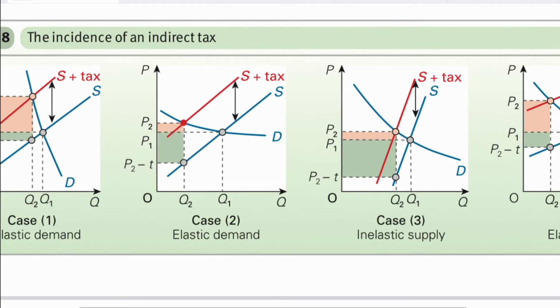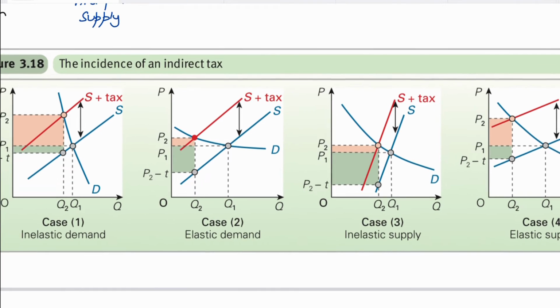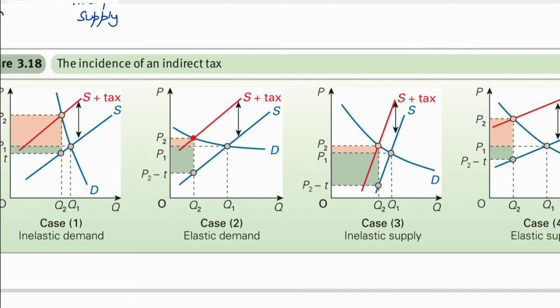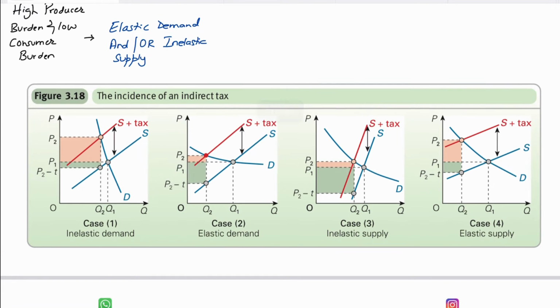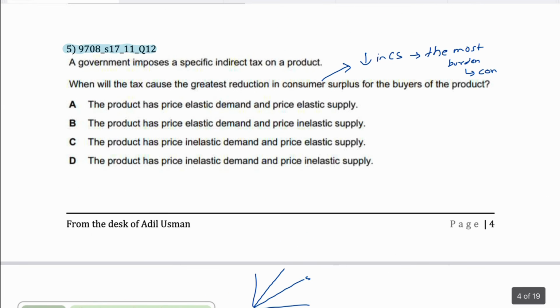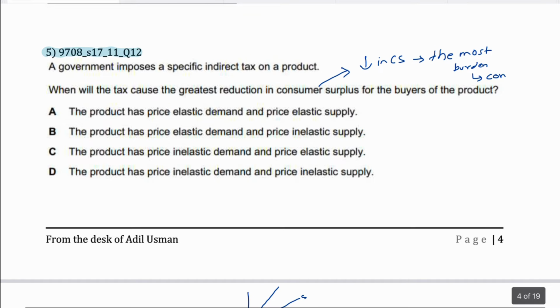So if your demand is elastic or supply is inelastic, the producer bears more of the tax burden. While if your demand is inelastic and your supply is elastic, the consumer bears more of the tax burden, because obviously the producer would transfer the tax burden to the consumer, which is reflected in the price of the product. So the answer to this question, when will the tax cause the greatest reduction in consumer surplus? Like I said, it would be when most of the tax burden falls on the consumer.